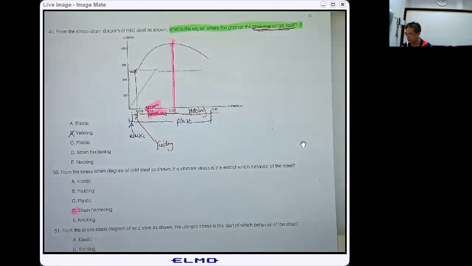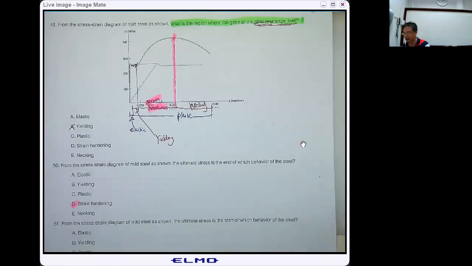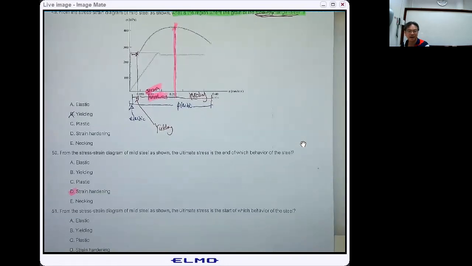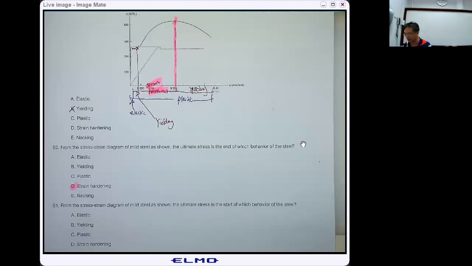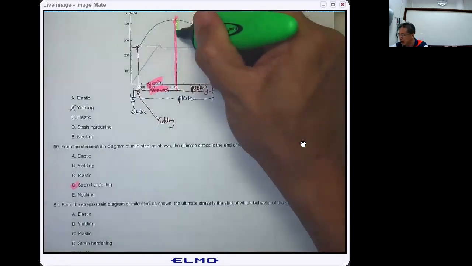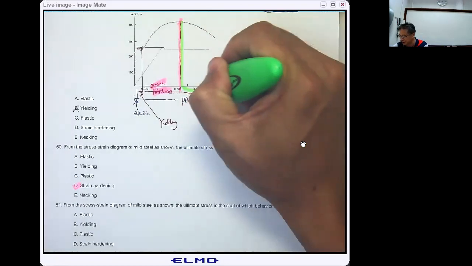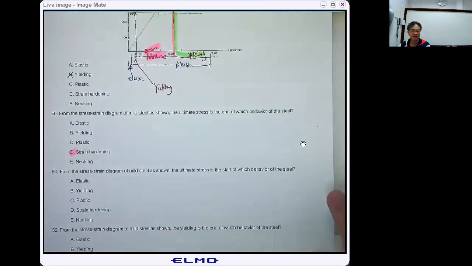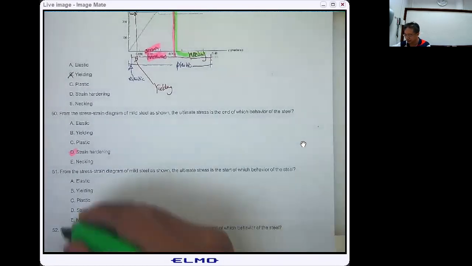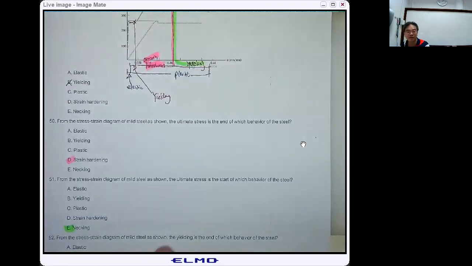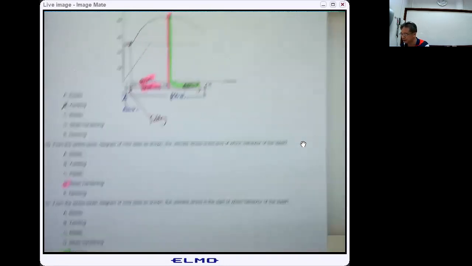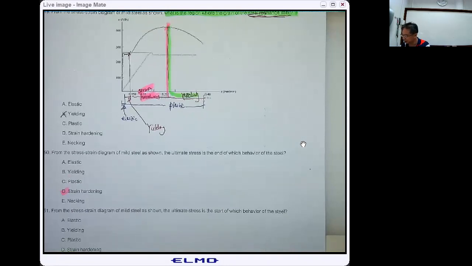Okay, 51, from the stress strain diagram again, the ultimate stress is the start of which behavior? It is going to be the start of this behavior of necking. So this one you got to answer to be the necking. Okay, and from the stress strain diagram of the mild steel, the yielding is the end of which behavior?